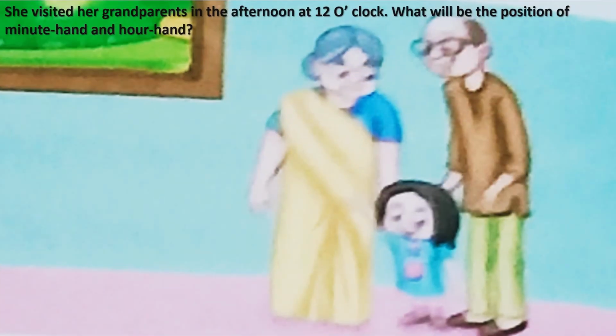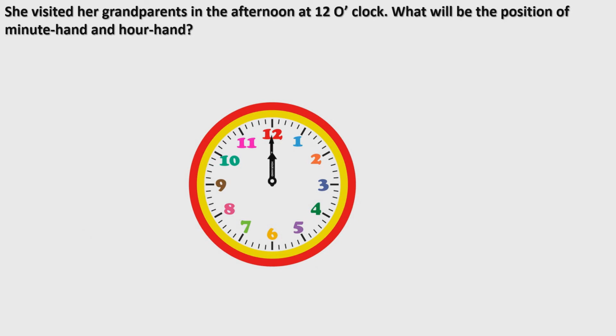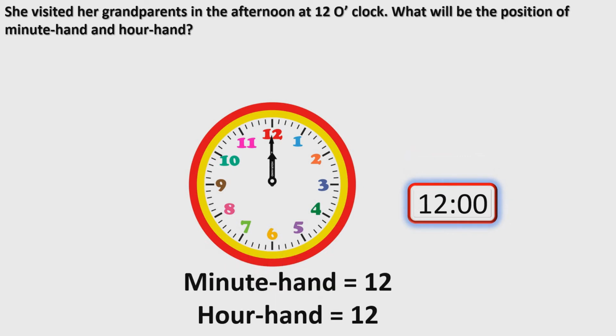Let's go ahead. She visited her grandparents in the afternoon at 12 o'clock. What will be the position of minute hand and hour hand in analog clock? Both will be on 12. And in digital clock, it will be 12:00. And write minute hand is equal to 12 and hour hand is equal to 12.